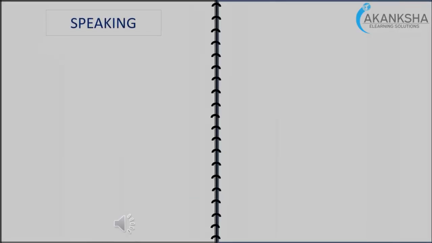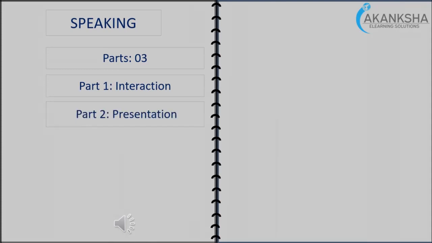Now the next one is speaking, in fact. Speaking has 3 different parts. Part 1 is about interaction, where the examiner is going to ask you questions about everyday topics. It could be people, culture, places, hobbies, dresses, shopping, these kinds of things. Part 2 is basically a presentation where you'll be given a cue card and you are going to talk about the topic on the cue card for 2 minutes. You'll be given 1 minute to prepare yourself. All right, so that's part 2.